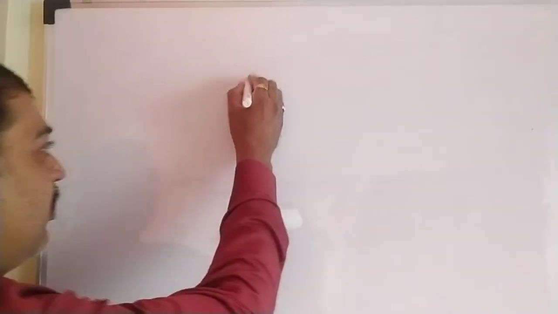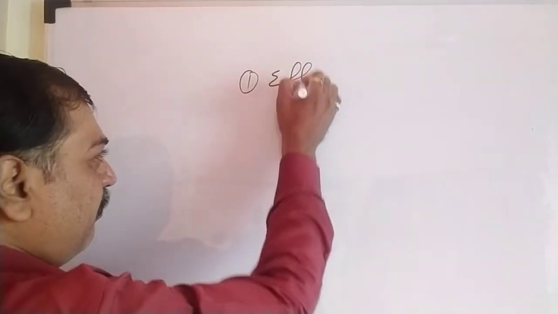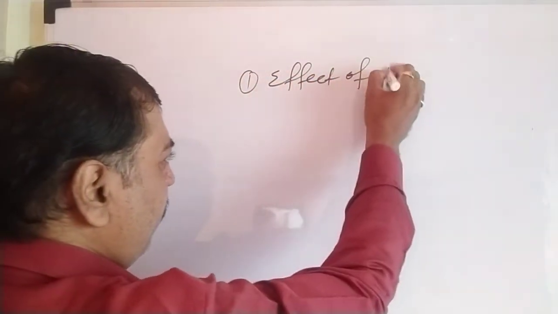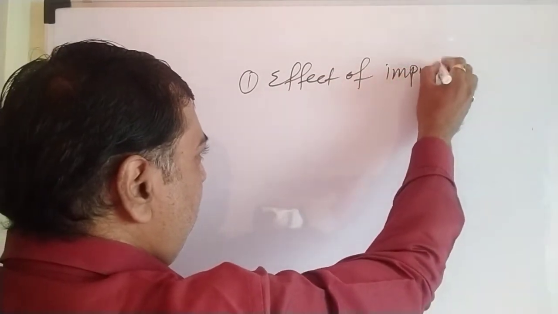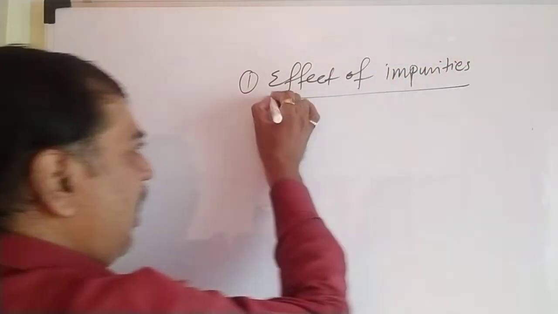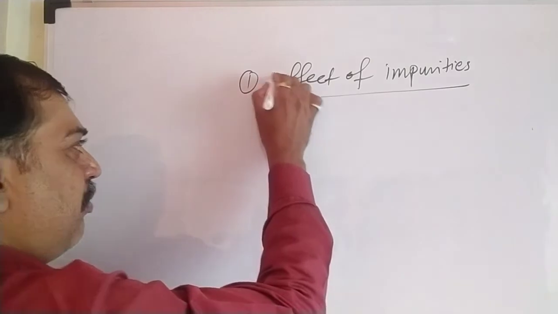Effect of impurities and temperature on surface tension. How the temperature and impurities affect the surface tension of the liquid, that we have to consider here. So let's start with the first, effect of impurities. So impurities affect the surface tension of material.